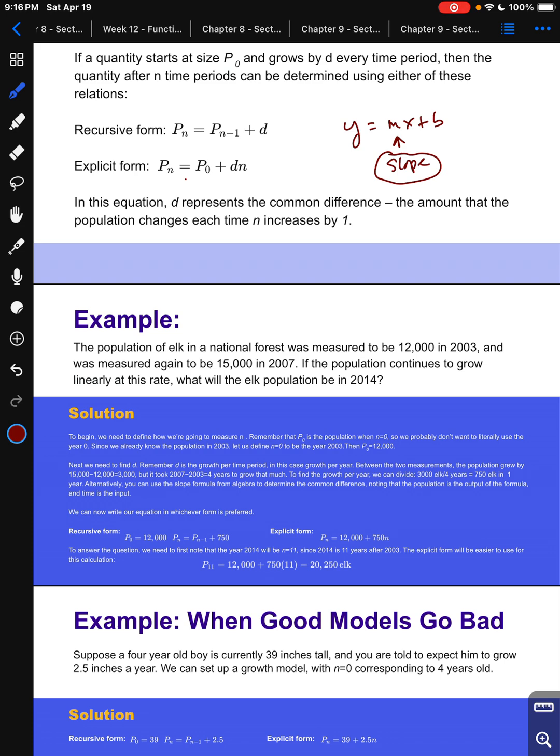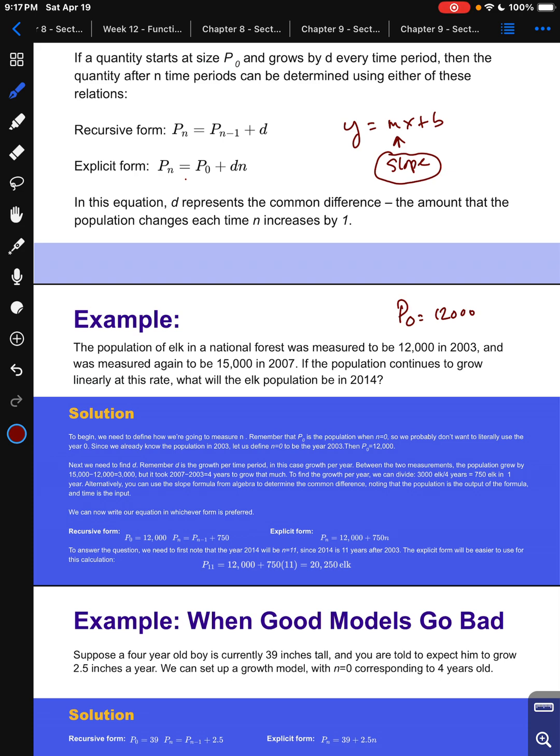To begin, we need to define how we're going to measure n. Remember that p sub n is a population where n equals 0, so we probably don't want to literally use the year 0. Since we already know the population in 2003, let's define n equals 0 to be the year 2003. So p sub 0 equals 12,000. So that's our first value.